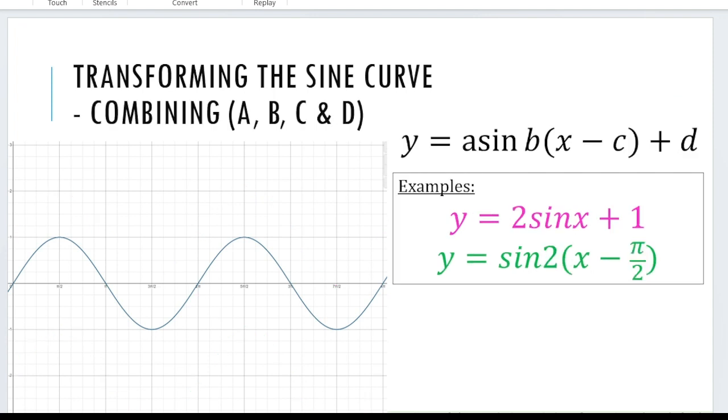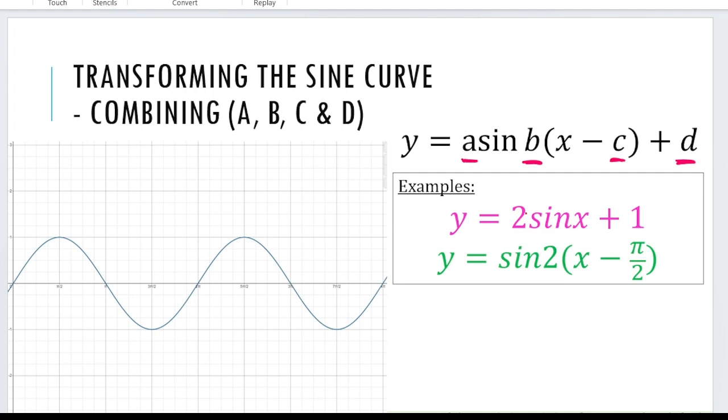Now, if we look at this monstrosity over here, you can see that we've got all of the members of the family of the transformations. So we've got something that is going to vertically dilate, something that is going to horizontally dilate, something that is going to horizontally translate, and then something that is going to vertically translate. Generally, you're not going to get all 4 of those in a question. However, it is good to try and see if you can work through that.